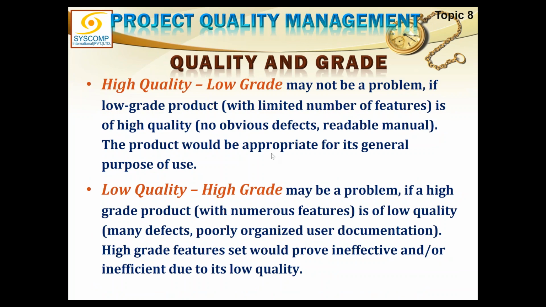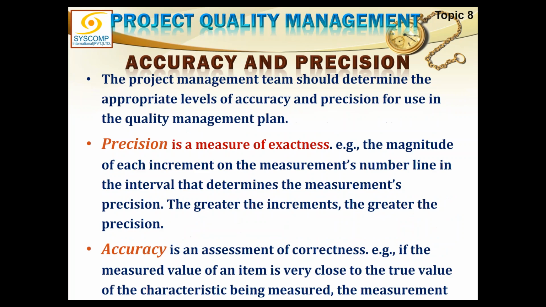Right. So this is what we were getting at. There could be a high quality low grade item, a low quality high grade item, or a low quality low grade item. But what we are targeting in project management is to produce a high quality high grade item as much as we can. But naturally, the project manager and his team will determine the level to which the quality and grade has to reach.